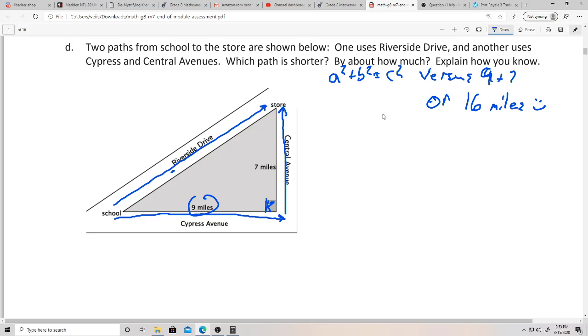Boom. All right, now we got to do this whole side, right? So what is our A? It doesn't matter. We'll call that A. We'll call this B. We'll call this C. And then we just need to plug it in. So we'll put our 9 here, square it. B there, 7 squared.